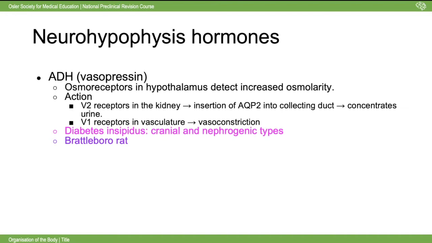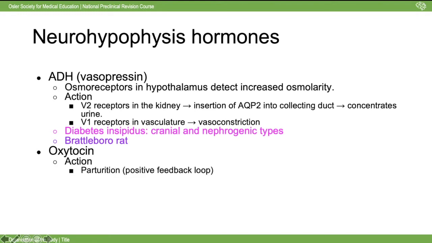And there's also an animal model for diabetes insipidus. You might have heard of the Brattleboro rat. That's a rat that has a naturally occurring mutation that means it can't produce any ADH. And these rats will produce large amounts of dilute urine, and they'll try and replace the fluid that they've lost by drinking lots as well. So that's quite an interesting example.